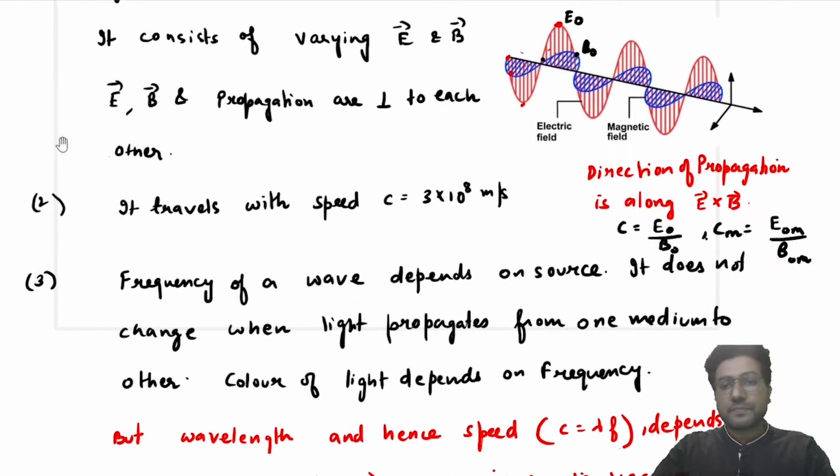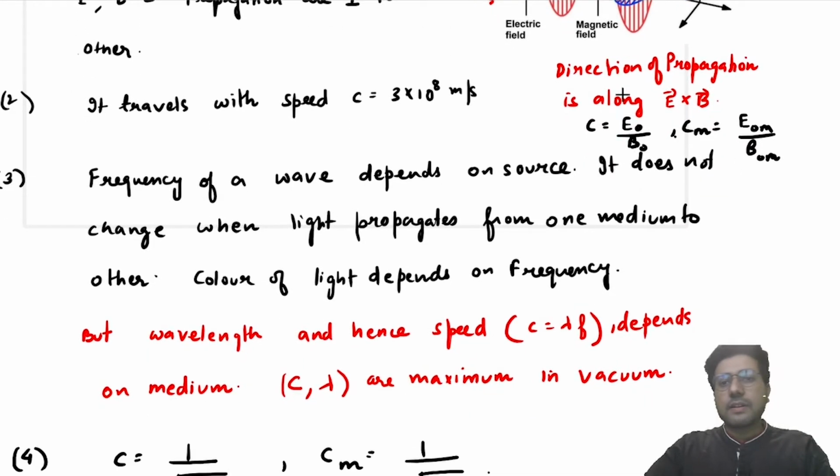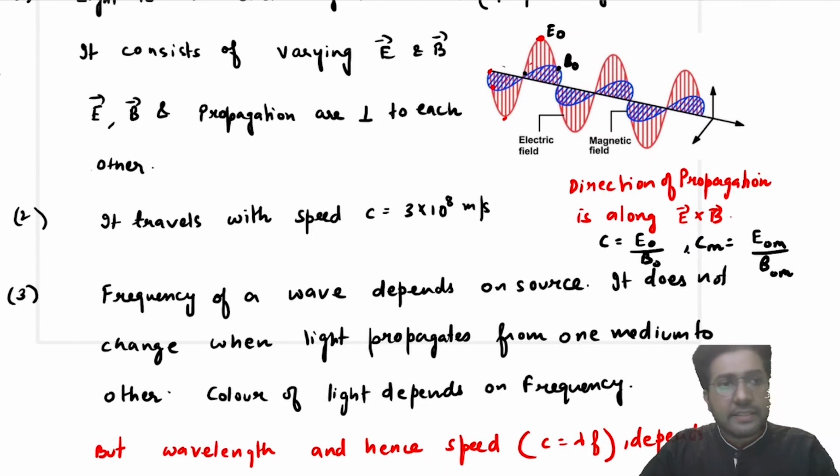Okay, now here the one more important thing is the electric field oscillation and the magnetic field oscillation are always in same phase. That means they reach their maximum together, they reach their zero value or the minimum value together. Okay, they are always in same phase. The electric field and the magnetic field are always in same phase.